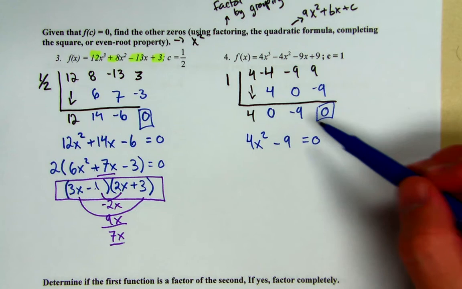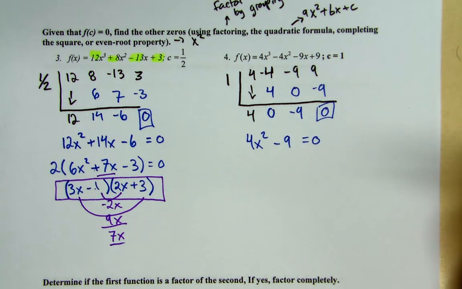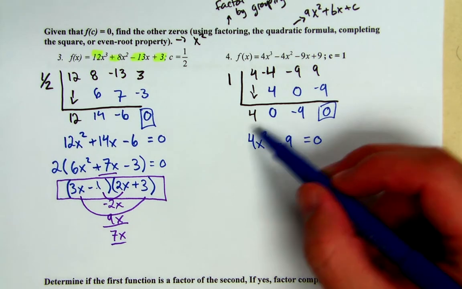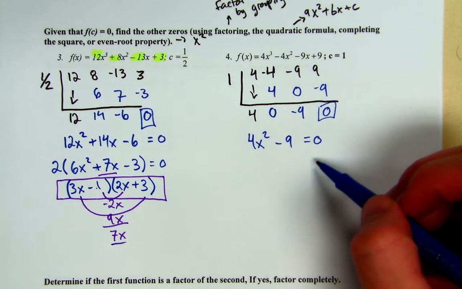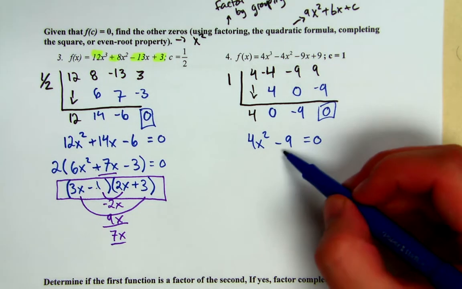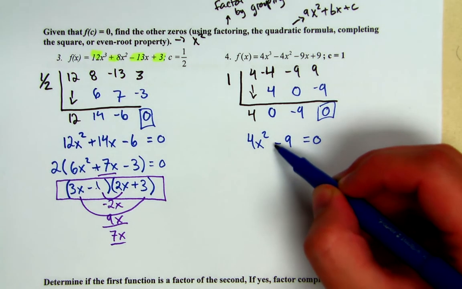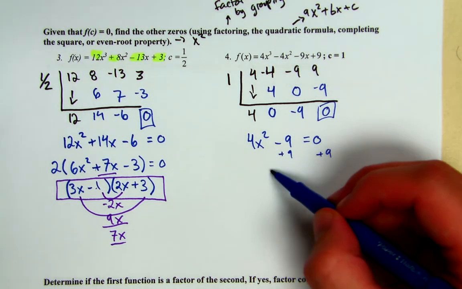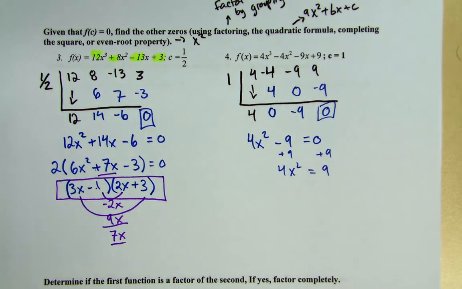So here you could factor this, or we can go ahead and solve it too. If we needed to factor it, it's actually a perfect square factor: 2x minus 3, 2x plus 3. I'm actually going to solve this one so we can use the even root property. Since there's no middle term, add 9 to both sides. We end up getting 4x squared equals 9.